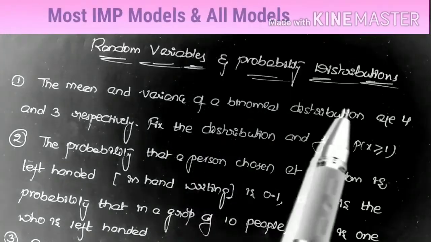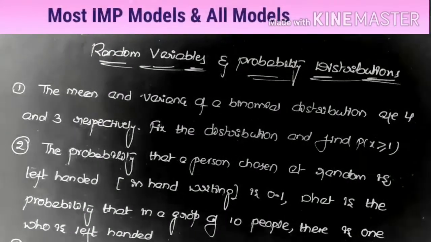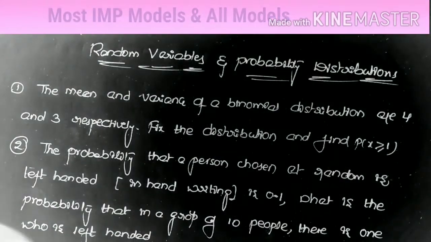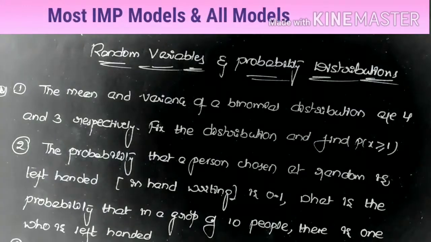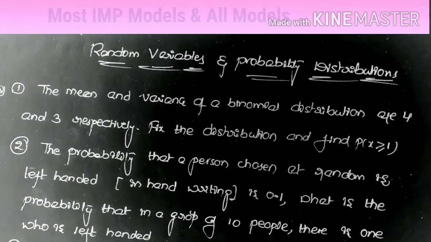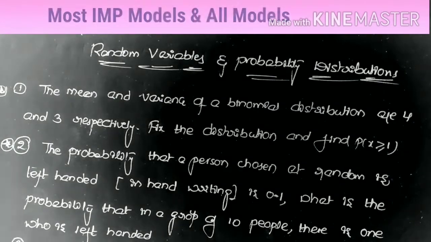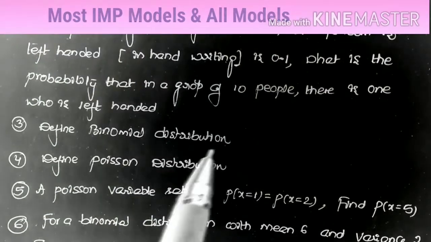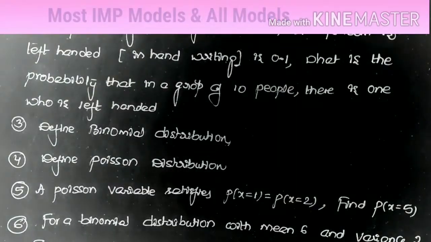Now coming to the next chapter, random variables and probability distribution. Now the first question, the mean and variance are given. What is the distribution? The most important sum. And the next one, the probability that a person chosen at random is left-handed. This is also the very important 2 marks problem. And the next one, define binomial distribution, define Poisson distribution.